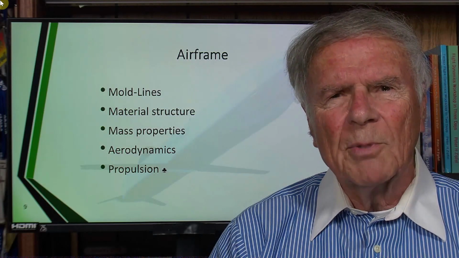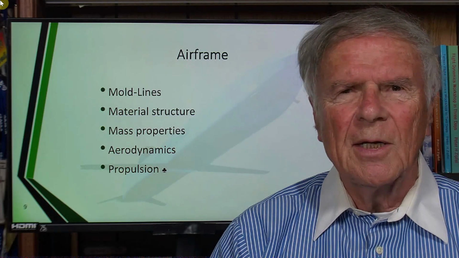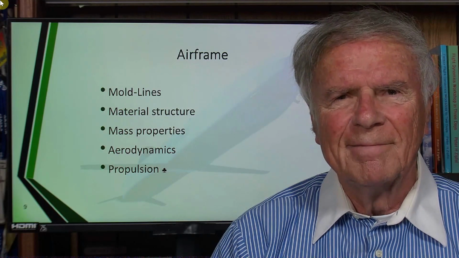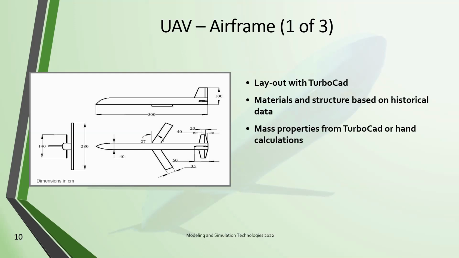Now, I will use a particular example to show you what typically the students go through as they work on this project. Here is a typical example of a UAV. Its length is 5 meters and its span is 2.8 meters. You would get this using TurboCAD, and then you have to decide on materials and structures, and that's usually done based on historical data. The mass properties you also can get from TurboCAD, or you can do some hand calculations.